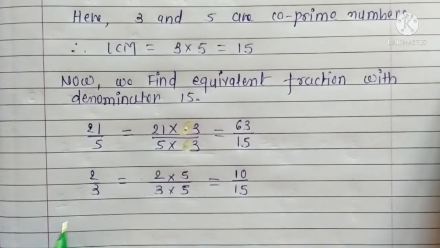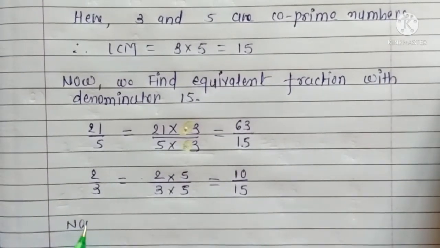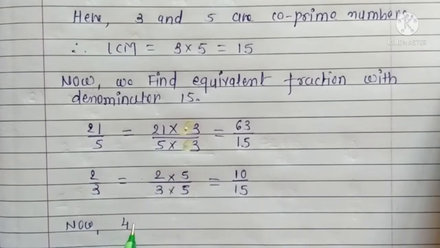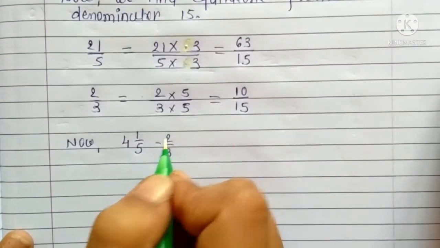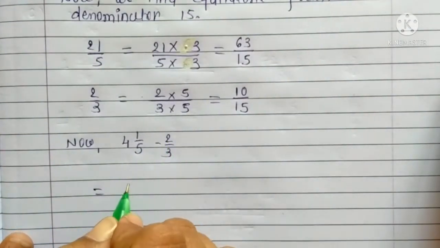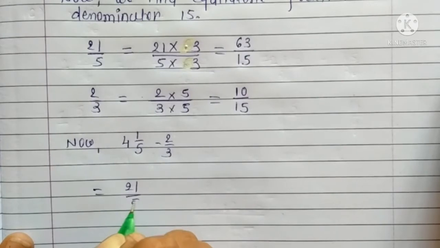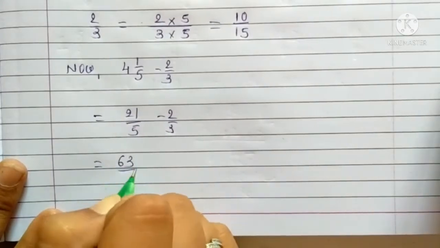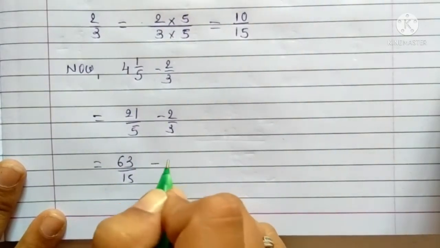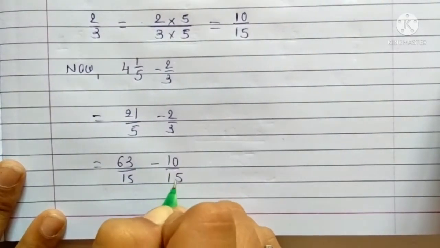Now we subtract 4 complete 1 upon 5 minus 2 upon 3. This is equal to 21 upon 5 minus 2 upon 3 and this is equal to 63 upon 15 minus 10 upon 15.